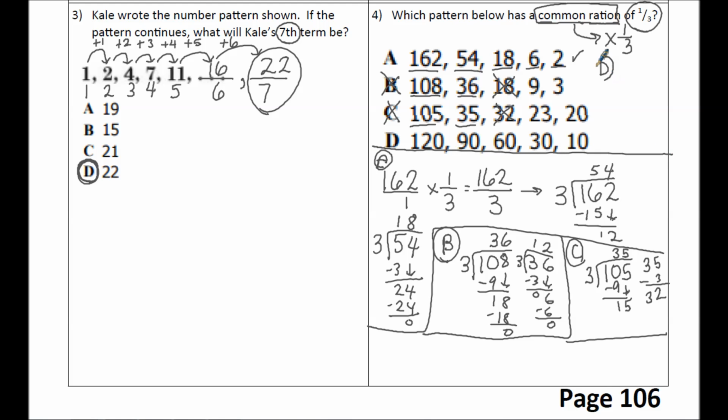And if we look at D, we're going to start with 120 and see if dividing by 3 would give me 90. So 3 goes into 12 4 times with none left over, and 3 goes into 0 0 times with none left over. So the next number should be 40, not 90, if it's following this pattern. So A is the only one with a common ratio of 1/3.